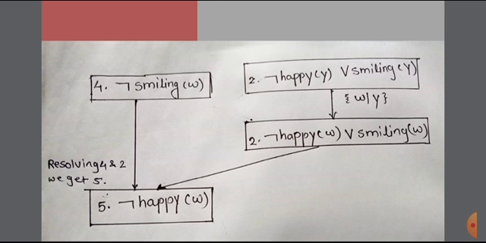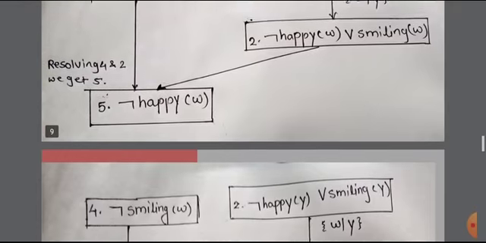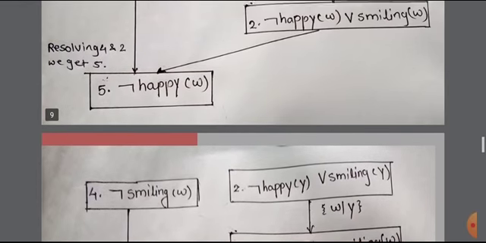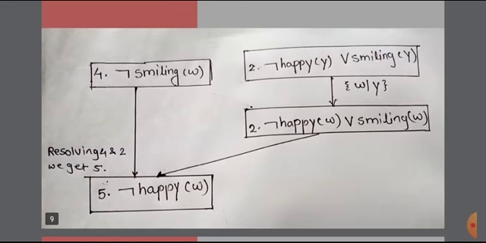Now after resolving this, we are getting a new clause, we'll number it as the 5th one. That is what we get after resolving this. Now we get the new clause, that is negation of happy of W. Now we try to resolve this clause, that is clause number 5.